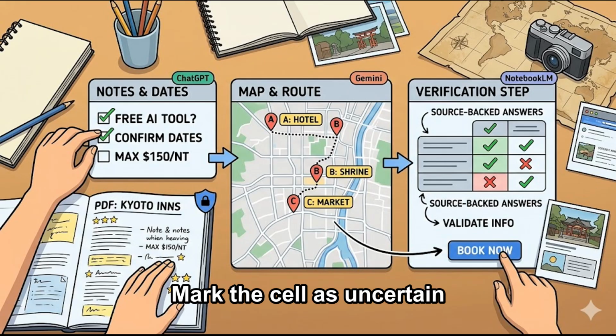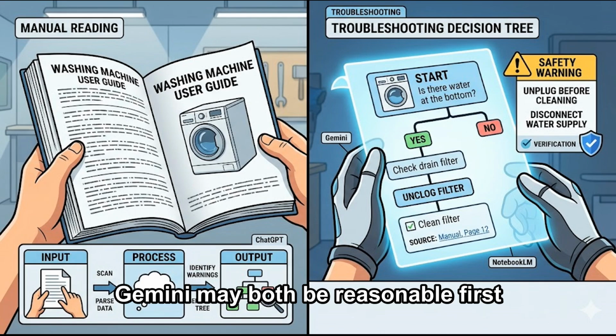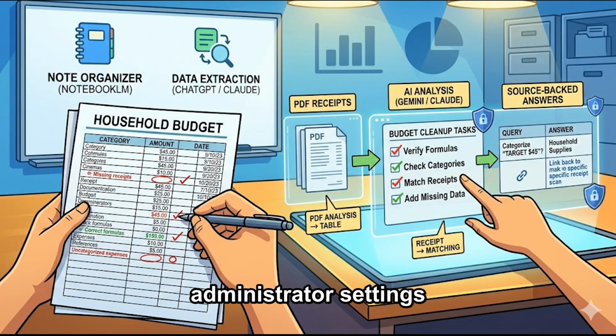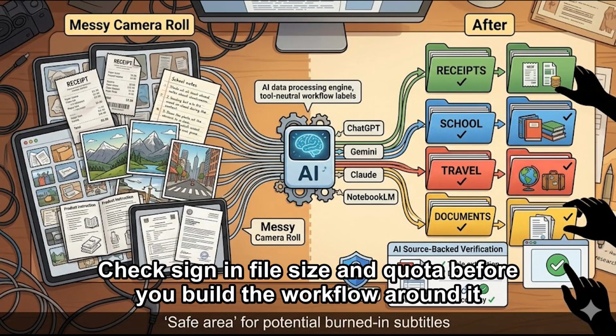The second decision is whether you need document understanding or data work. If the job is turning a file into a table and checking totals, ChatGPT or Gemini may both be reasonable first choices. Google's Gemini help page says Gemini apps can upload documents, spreadsheets, photos, videos, and more. It can also accept multiple files in one prompt. It also says you must be signed in, and work or school accounts may depend on administrator settings. So the second rule is this. A tool may support a feature, but your account may not have that feature available right now. Check sign-in, file size, and quota before you build the workflow around it.